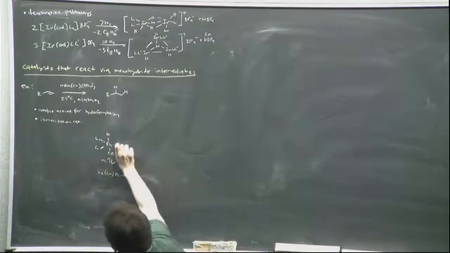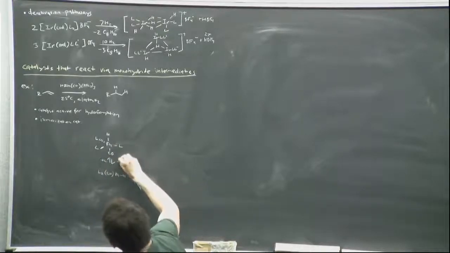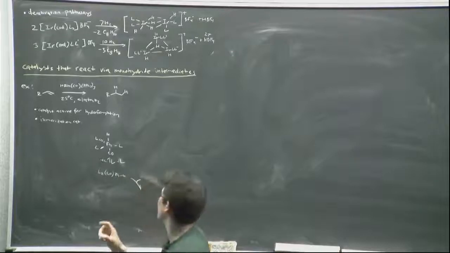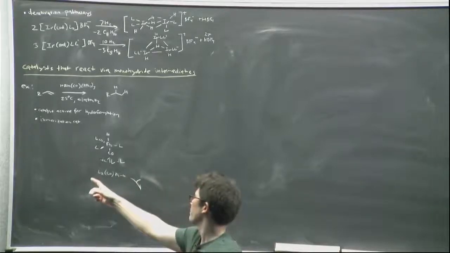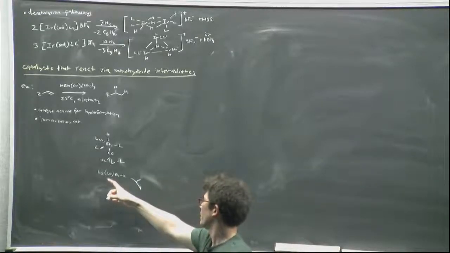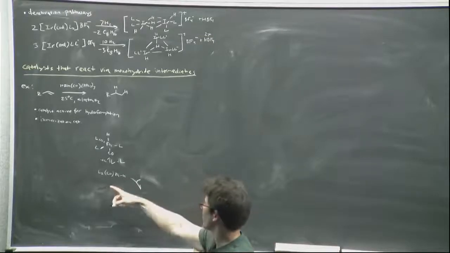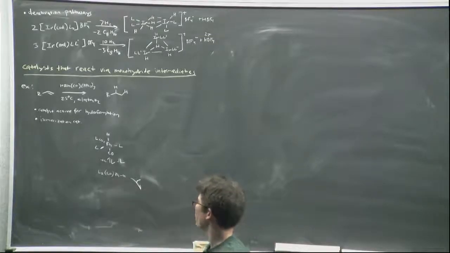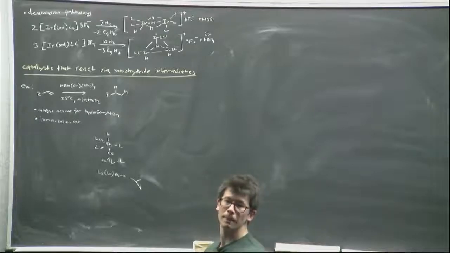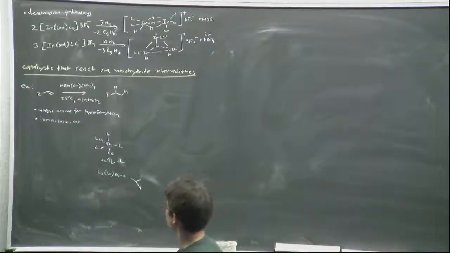So we lose a triphenylphosphine. I'll just abbreviate that here as L. Now we have the coordinatively unsaturated version of the monohydride, and what's going to happen next? It's just oxidation to rhodium.